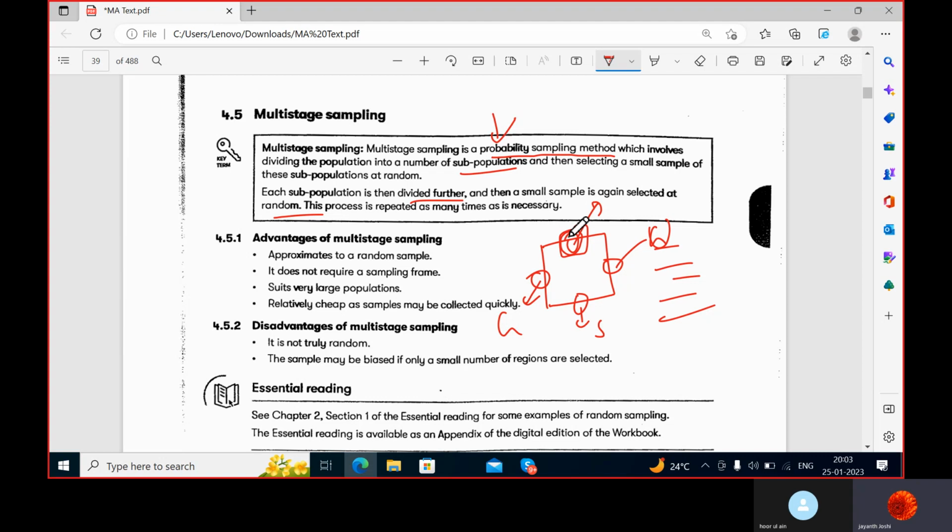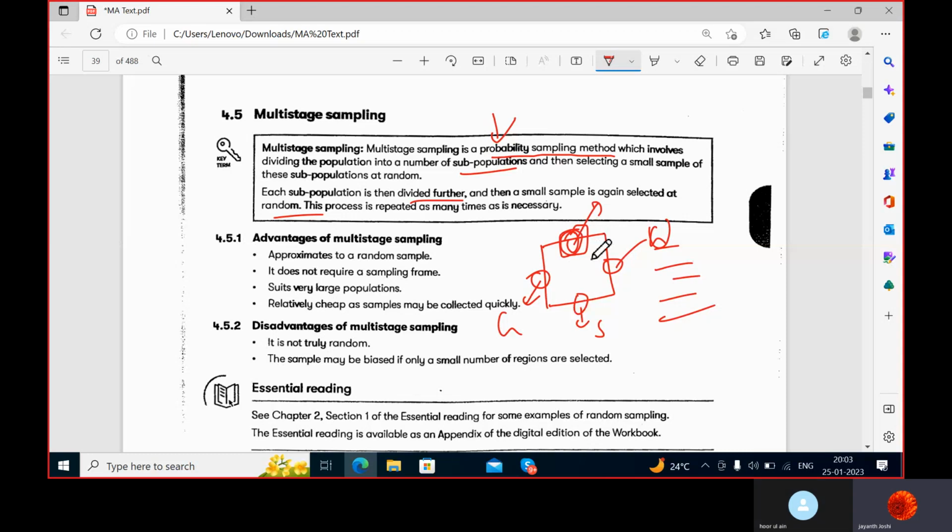Am I doing this in one stage or multiple stages? Multiple stages, of course. I had this entire Hyderabad, which is the population. I divided that into areas. This was the first stage. Then I selected some area out of this, second stage. In that area, again I selected some other samples, third stage. So I'm doing this in multiple stages. So in how many stages can I do that? In as many stages as needed until I reach my goal.